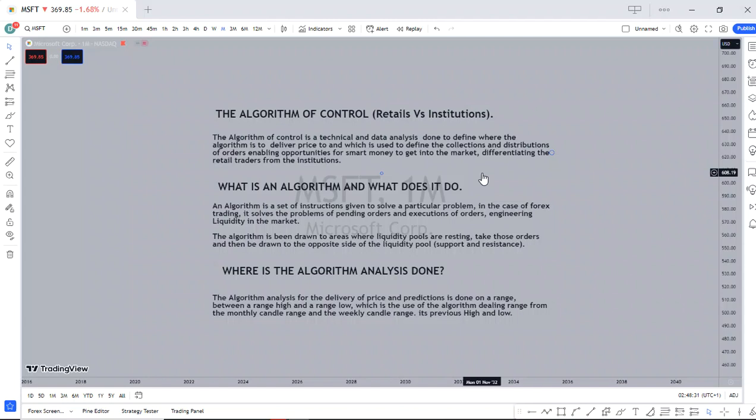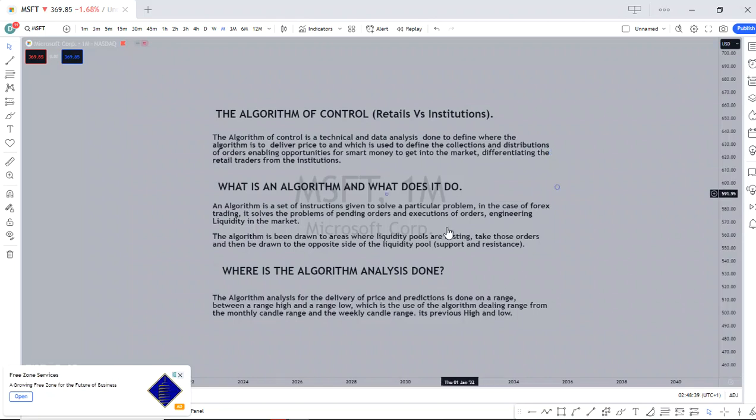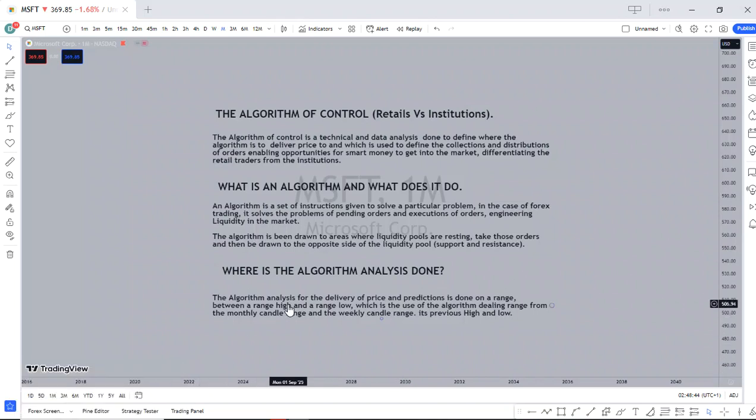It takes those orders, and it is solving the problem of what? Taking orders from everybody. So everybody is now able to take trades without delay or anything like that. Alright, so the algorithm is there to solve the problem of executing and taking our orders.